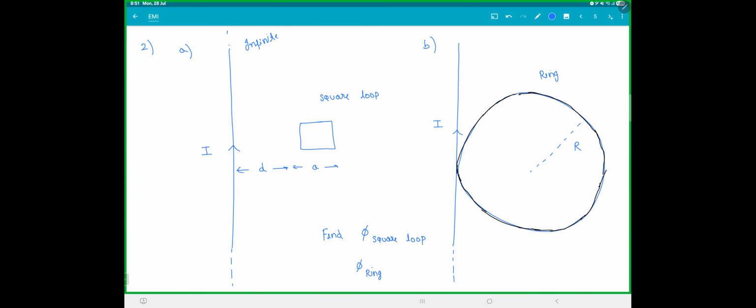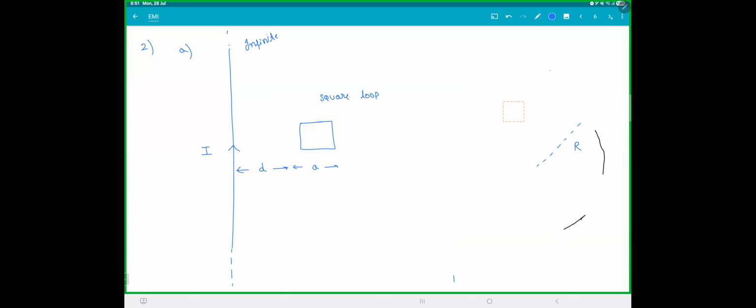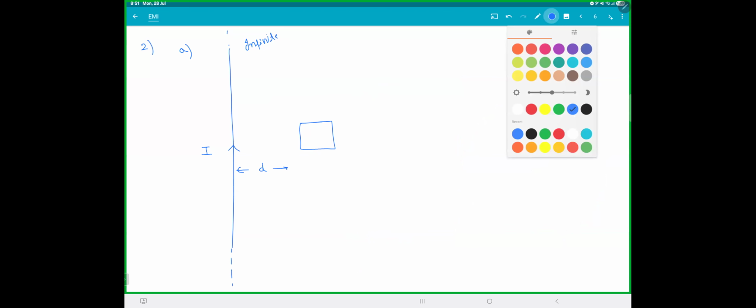Let's see the first one. First was easy. Most of you got it. Yeah. Second is important one. Try the second one. I'll give another 2 minutes. So how do we handle this?